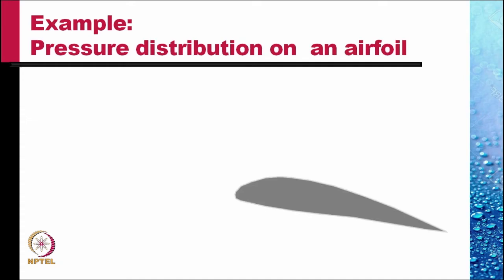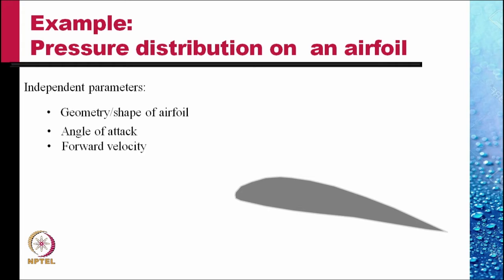Let's take, for example, the problem of finding the pressure distribution on an aerofoil from which we want to know what is the lift that will be experienced by this aerofoil when it is in flight in an atmosphere. We have independent parameters like geometry or the shape of the aerofoil, the angle of attack, the angle the chord of this aerofoil makes with the oncoming flow, and the forward velocity.